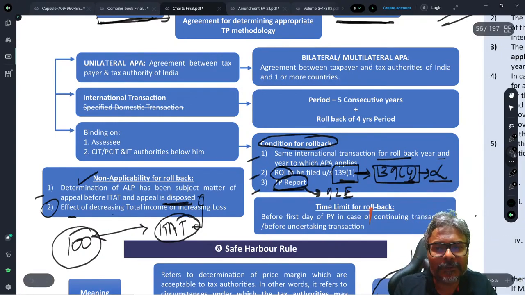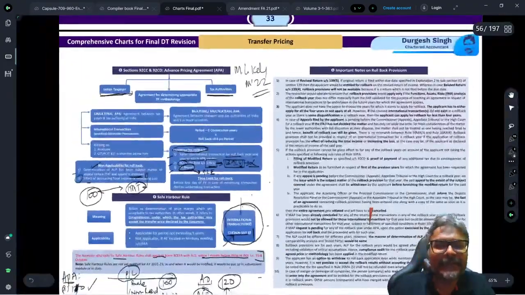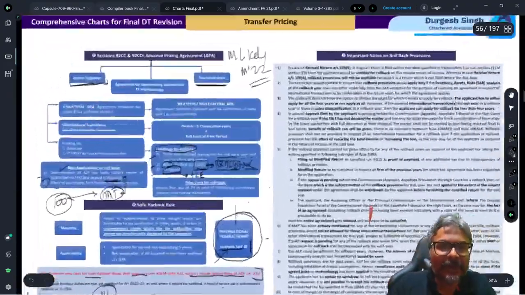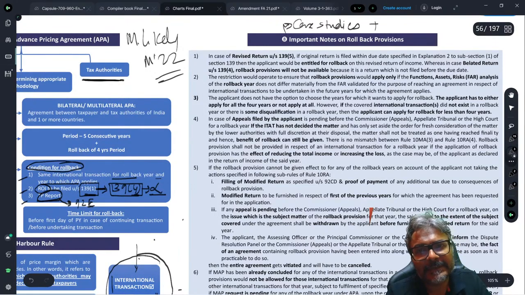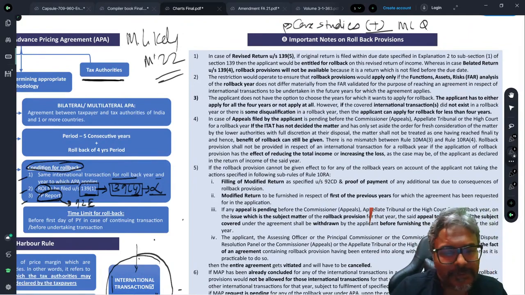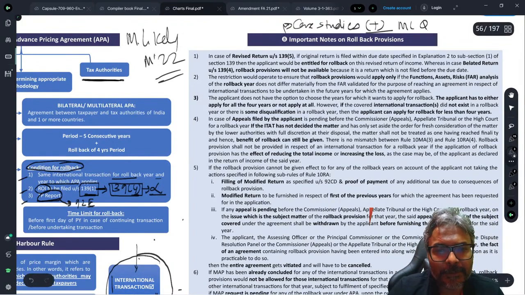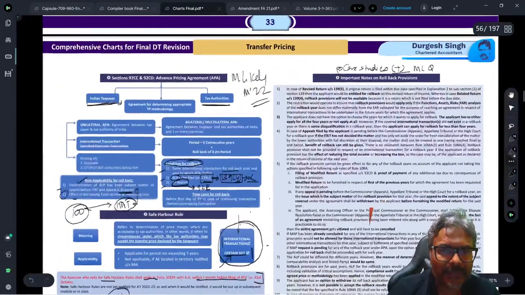Now, other important point, students, absolutely ICAI has been targeting this question. These important notes are very important for all. This point number 8 for case studies, plus the MCQs. All these points have been covered. Important notes on the rollback provision, students. Now, what exactly it is? Let's have a look, students.